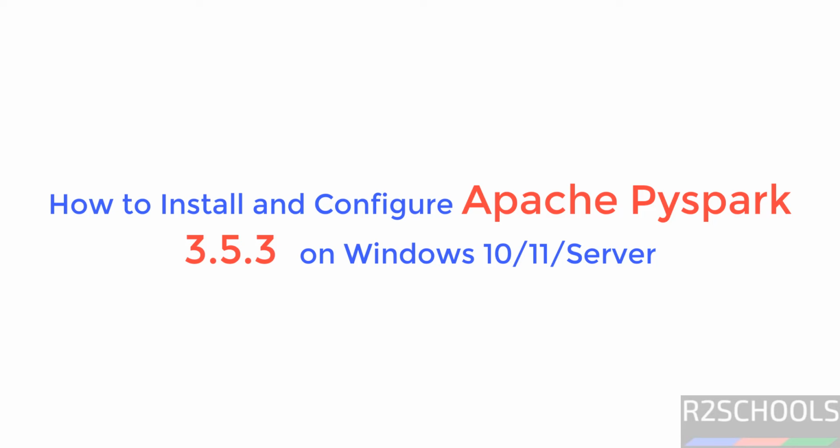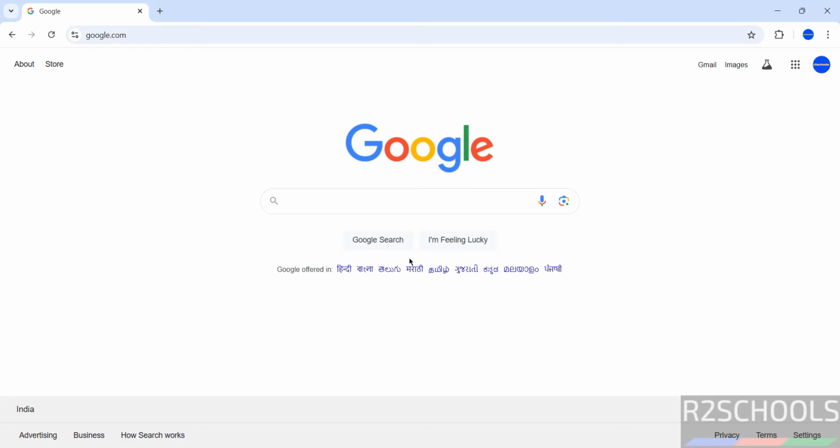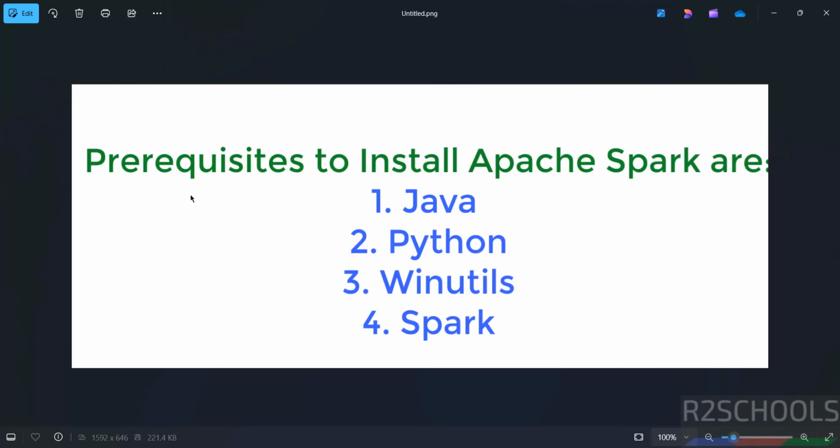Hello guys, in this video we will see how to install and configure or set up Apache PySpark or Scala version 3.5.3, that is the latest version, on Windows operating system, either Windows 10 or 11, but the process is the same for both. The prerequisites to install and set up Spark 3.5.3 are Java, Python, and Hadoop (winutils), and Spark.